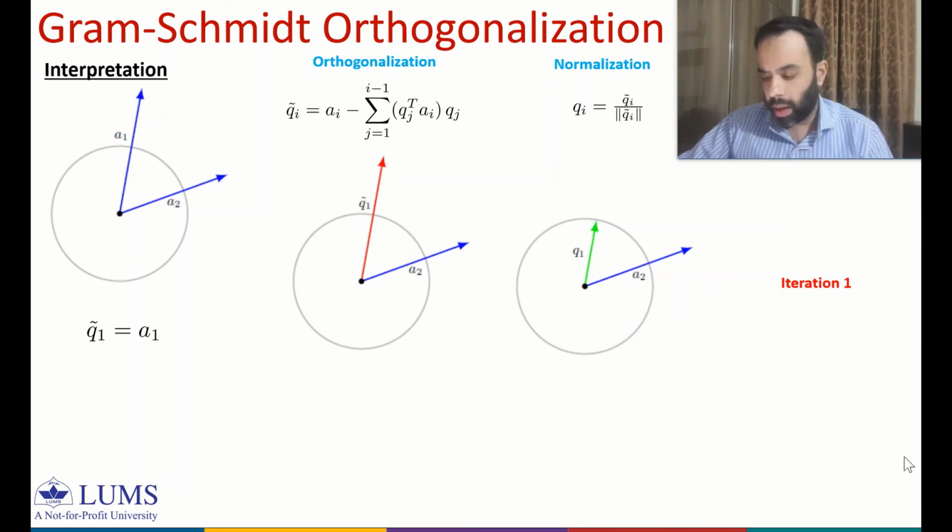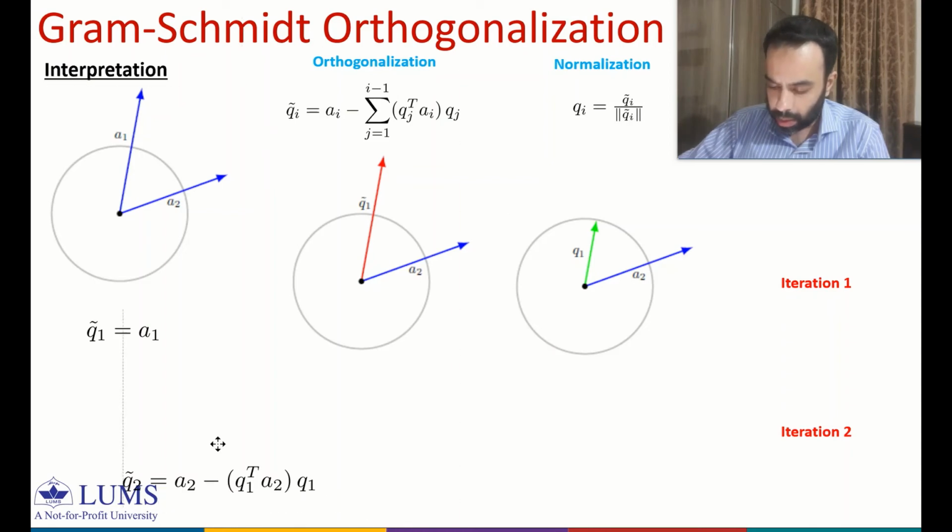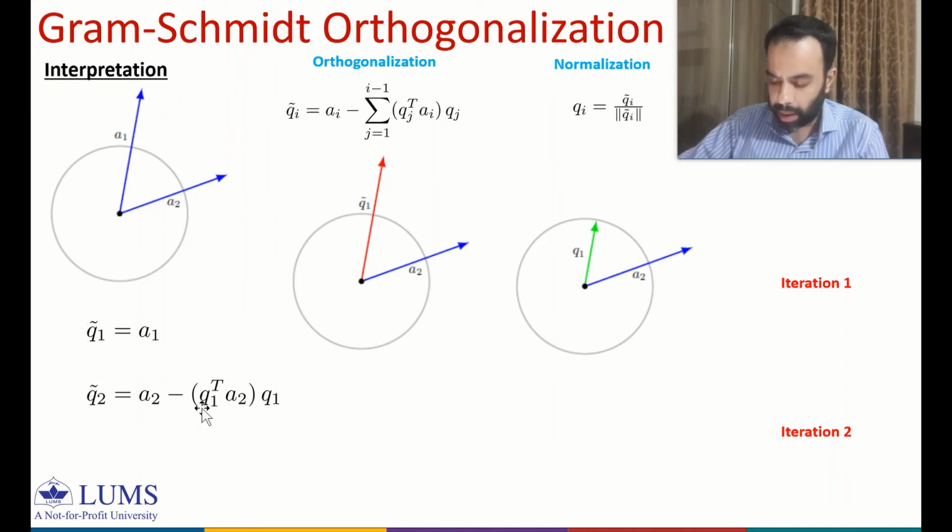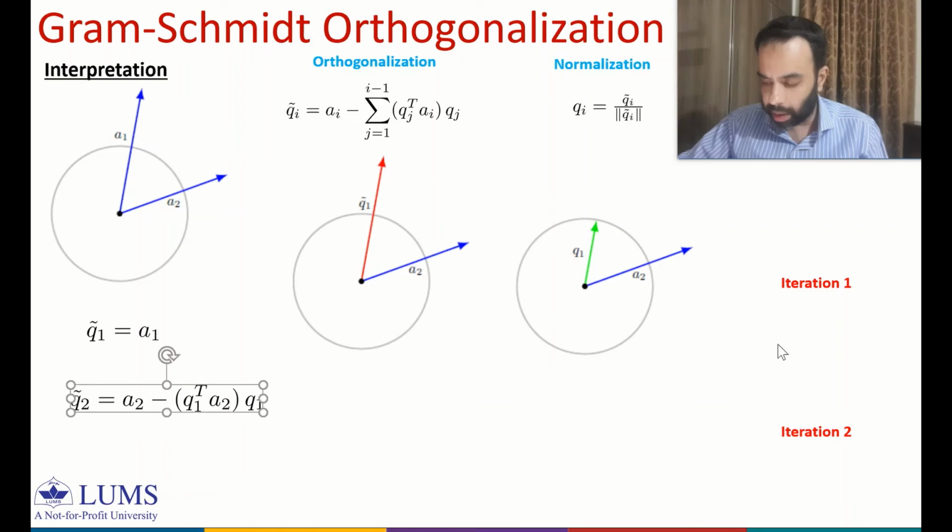Now we have Q1, and we're on the second iteration. What should be the step? We want to find Q2 tilde first, so we run this orthogonalization step, and since k is equal to 2, we have this equation. Q2 tilde would be A2 minus the projection of A2 on Q1 times Q1. You subtract this from A2. Let me explain this graphically. So this is Q1 and this is A2.